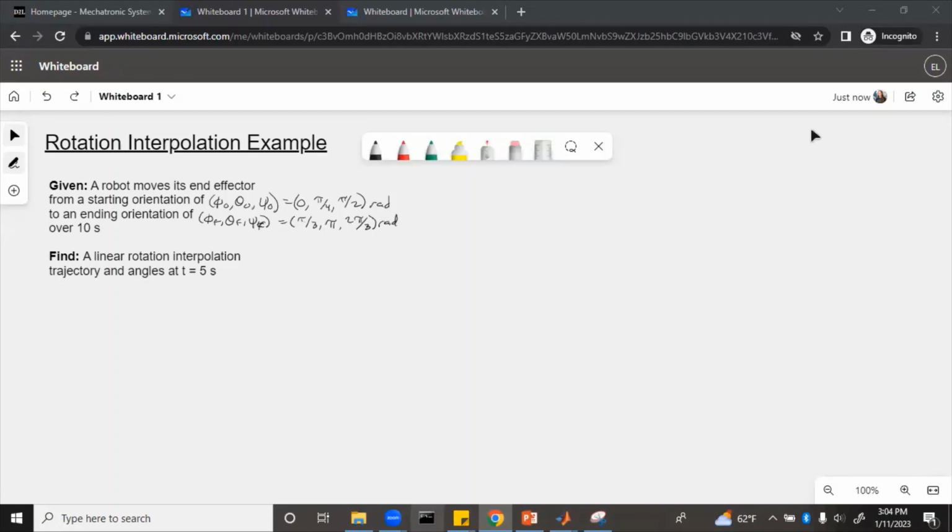If we're given a problem that a robot moves its end effector from a starting orientation of roll pitch yaw, 0, pi over 4, and pi over 2 radians, to an ending orientation of roll pitch yaw of pi over 3, pi, and 2 pi over 3 radians, over a period of 10 seconds, find a linear rotation interpolation trajectory and angles at t equals 5 seconds. So this is from start to an end, and they want a linear trajectory. So let's get the formula for that.